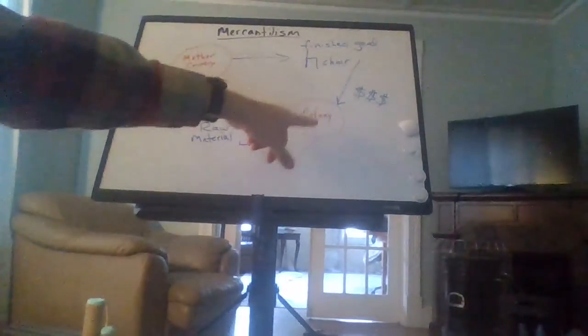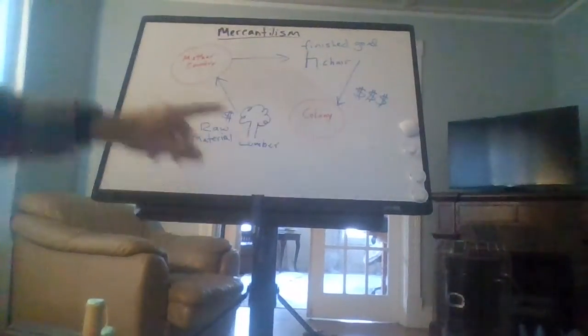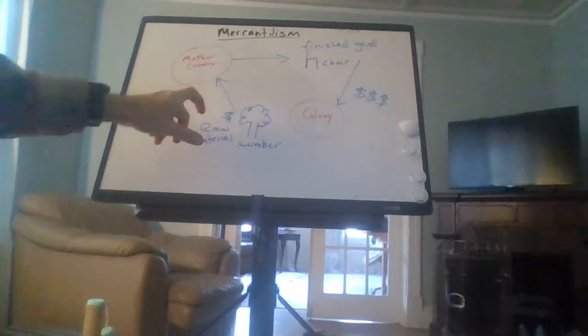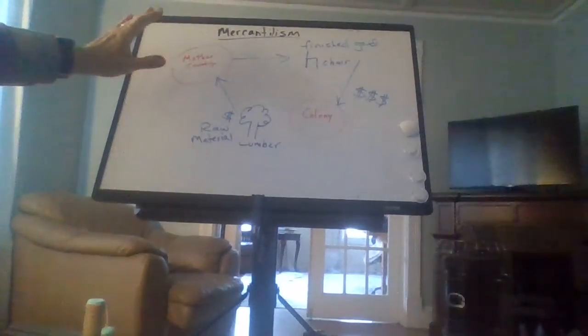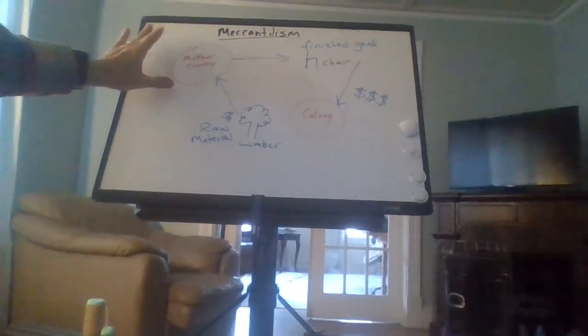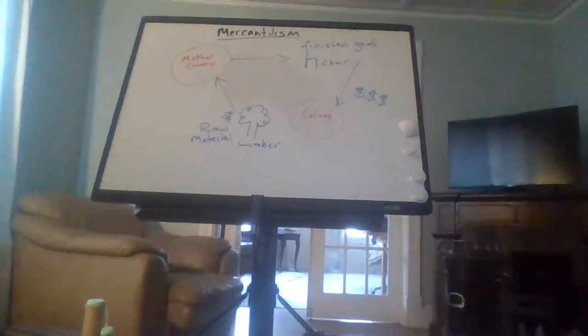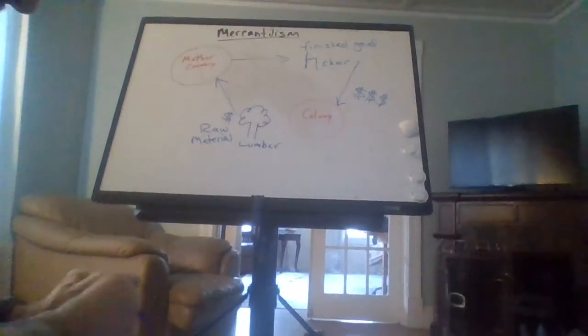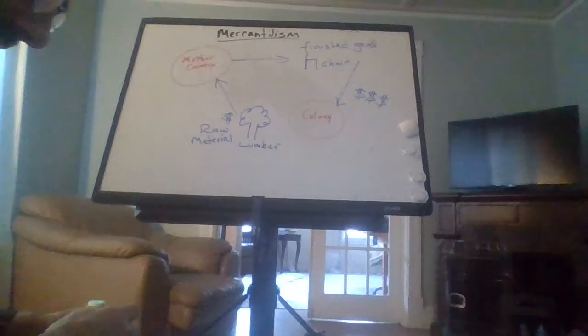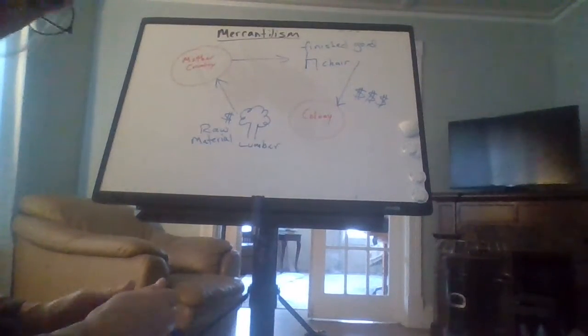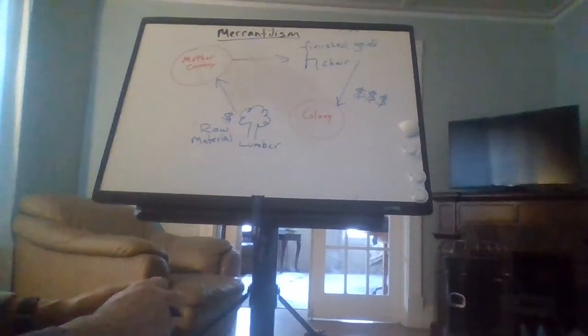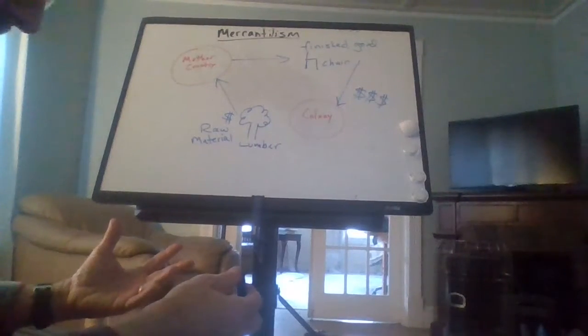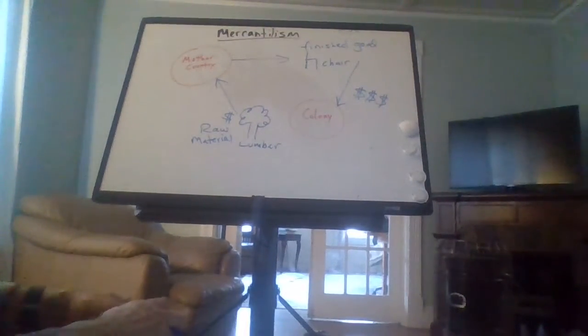Okay, now notice the chair was sold for $3 and the raw material for $1. So that provides a positive balance of trade for the mother country. And the goal of the mother country is to get wealthy. So the more land it has, the more trade it can conduct, and the more gold it hopefully can acquire. And that gives it wealth and power.